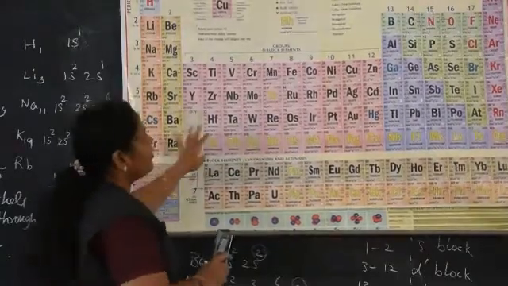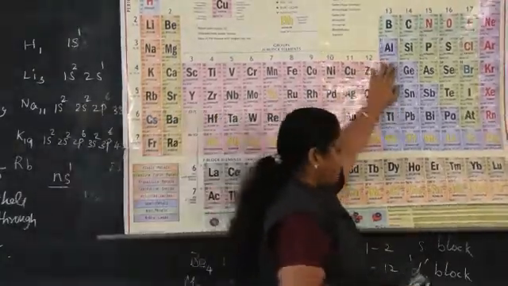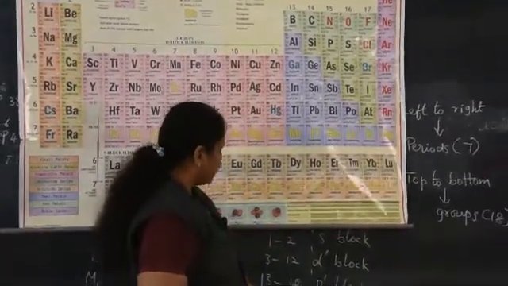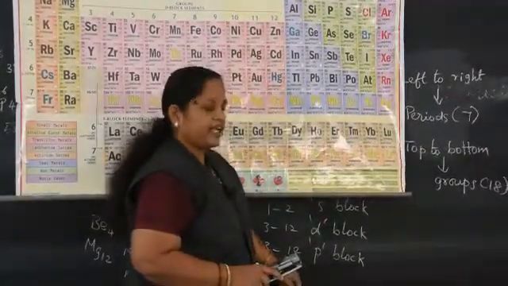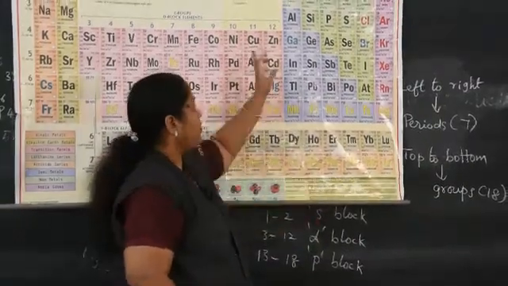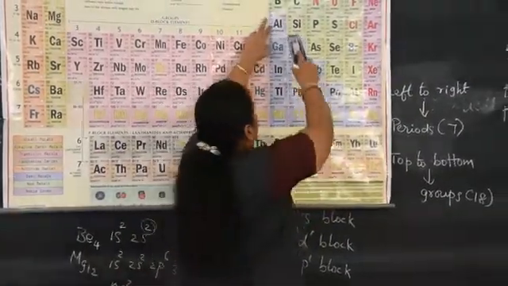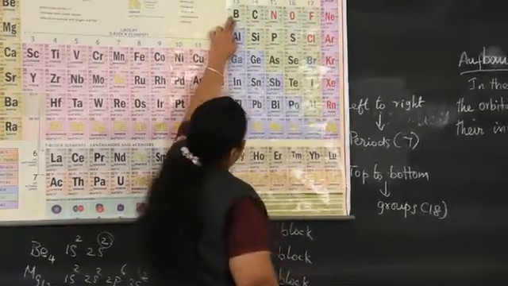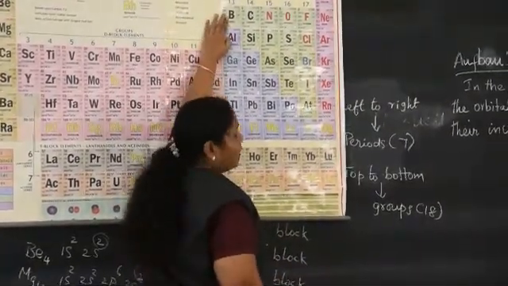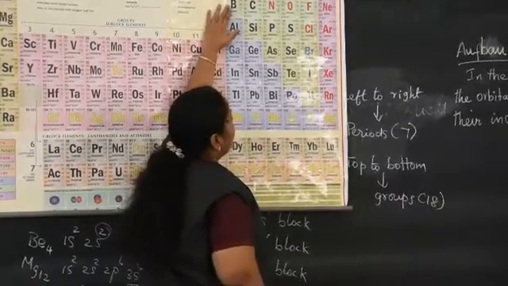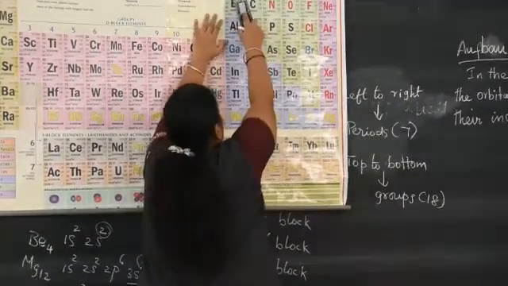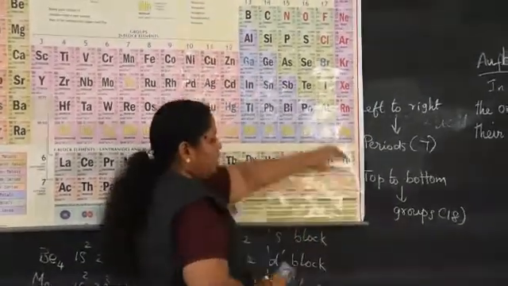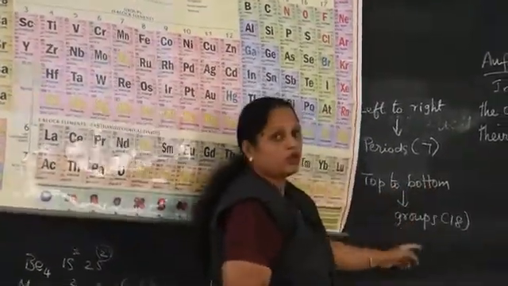When we move to the p block elements, the elements belonging to groups 13 to 18 are called p block elements. Here boron, carbon, nitrogen, oxygen, fluorine are all non-metals. So non-metallic character increases when we move from top to bottom down the group.